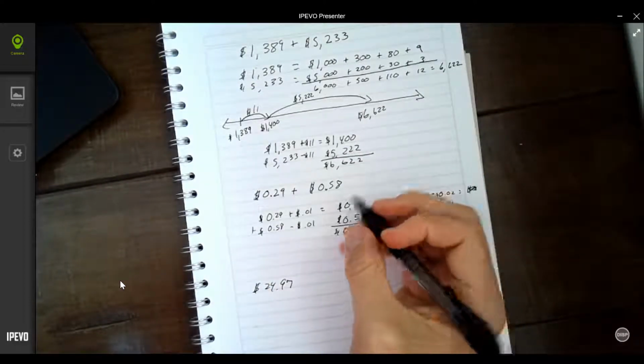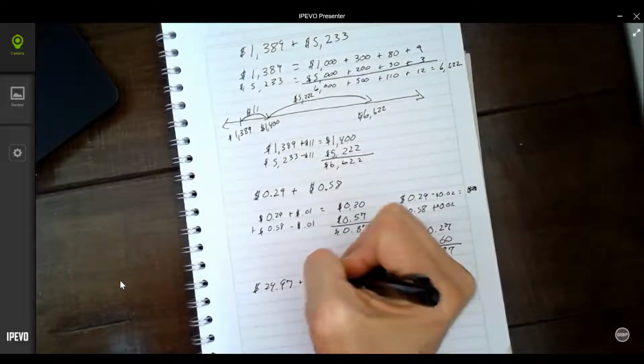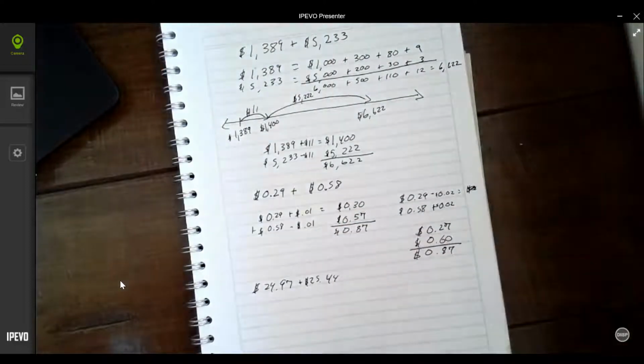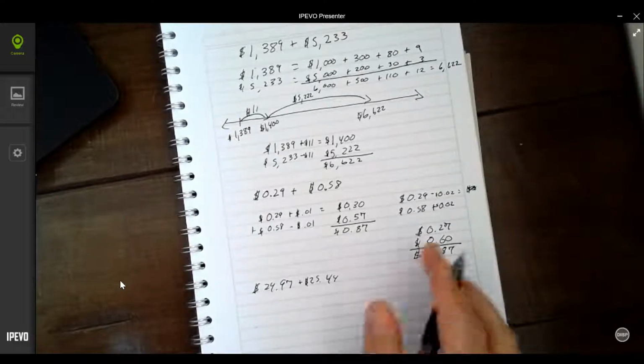Okay, next problem is $24.97 plus $25.44. Pause it, talk about it. Remember, taking 1 away, 2, what are you taking away? Pennies, dimes, dollars. Okay, and we're back.